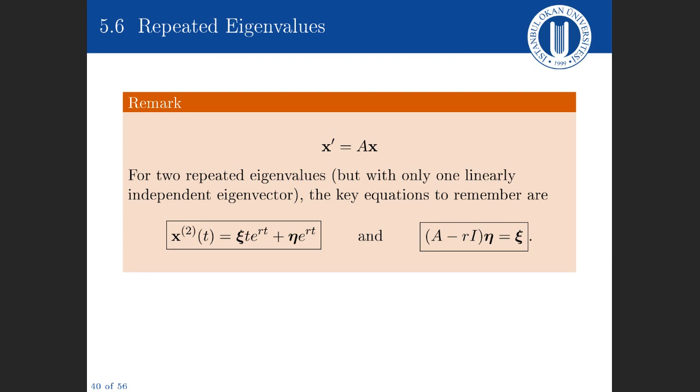Let's recap these ideas. Let's suppose we're trying to solve x prime is equal to Ax, and we have two repeated eigenvalues, but we have only one linearly independent eigenvector. Then there's two key equations to remember. For the second solution, we always want xi t e to the power rt plus eta e to the power rt, where xi is the eigenvector and eta is the second vector which satisfies the equation (A minus rI) eta is equal to xi.